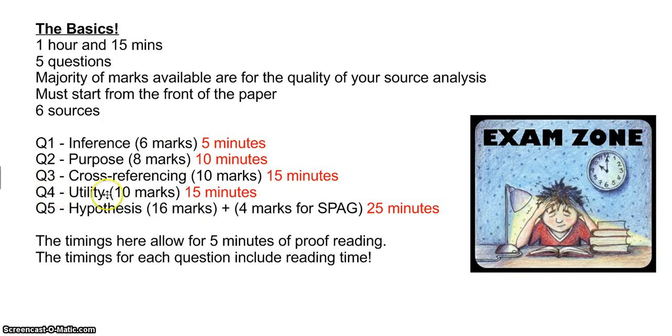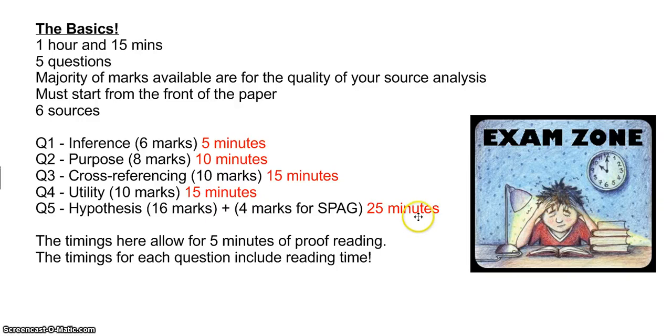Question 4 is the utility question. It's worth 10 marks, and again you can spend 15 minutes. This is my favourite question on the paper because I think it's the easiest to get full marks on. And finally, you've got question 5, which is your hypothesis question, and they'll ask you how far the sources support a particular view. It's worth 16 marks, and there are a potential 4 extra marks up for grabs for your spelling, punctuation and grammar, and you must spend 25 minutes really writing that.